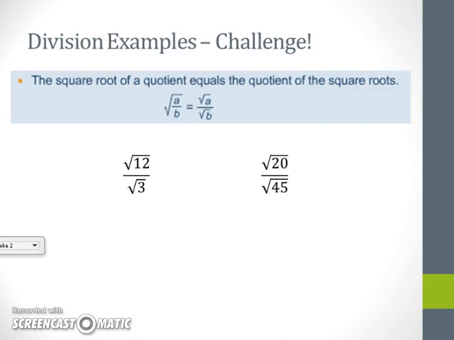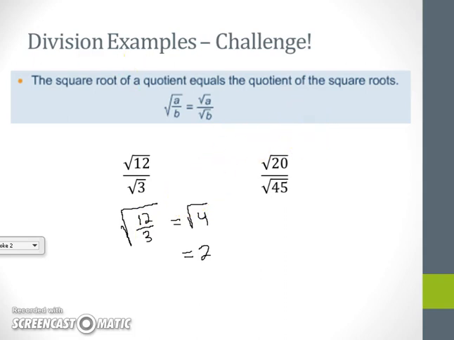Just a couple of challenge questions with division. This first one would be an example. Neither of these are perfect squares, but if I rewrote this as 12/3, 12 divided by 3 is 4. This would simplify to the square root of 4, and that's a perfect square. So we can say that the square root of 4 then is 2. It's a lot easier in this particular example to divide out 12 divided by 3 instead.